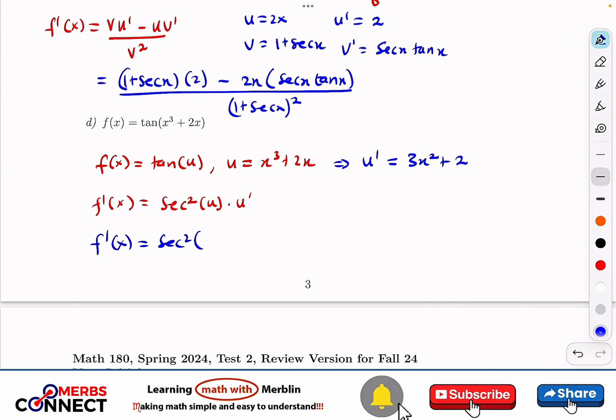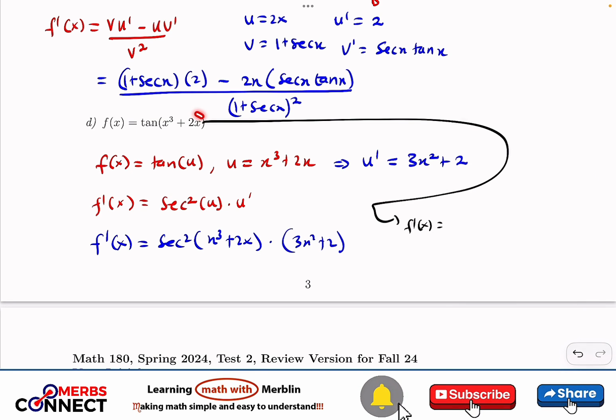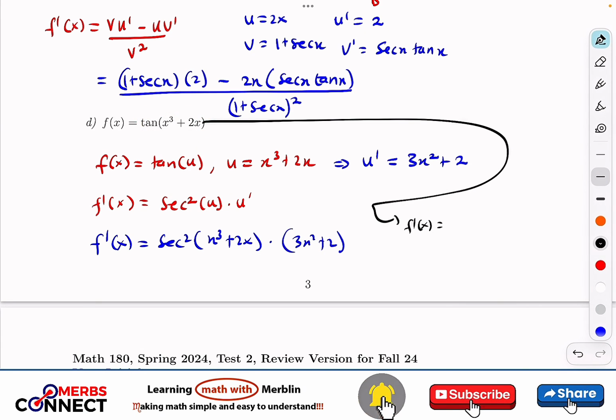So it means that now my f prime itself is secant squared of u, which is x cubed plus 2x, times, put this in parentheses, 3x squared plus 2. But mind you, you can just do it straight from here, right? And say that f prime of x is equal to, when I differentiate tan, I get secant squared, then you don't touch what is inside the parentheses, then you multiply it by the derivative of what is inside, which is 3x squared plus 2, which is the same as this.